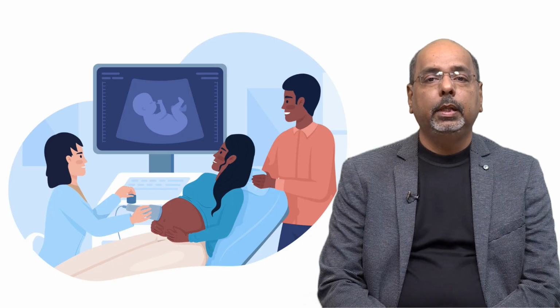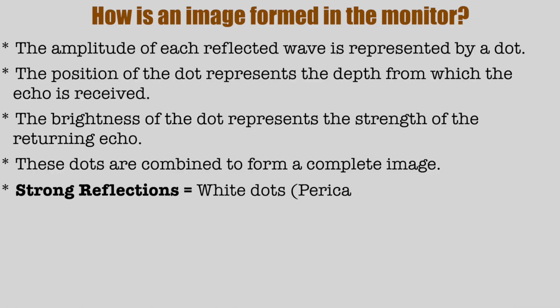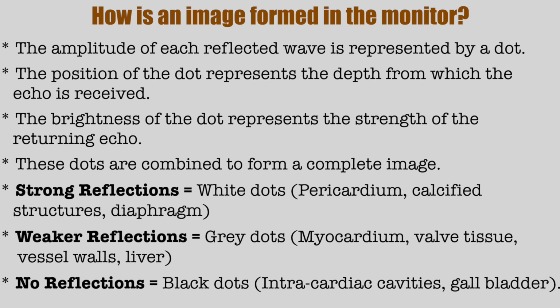Now we will see how an ultrasound image is formed on the monitor. The amplitude of each reflected wave is represented by a dot. The position of the dot represents the depth from which the echo is received. The brightness of the dot represents the strength of the returning echo. These dots are combined to form a complete image.